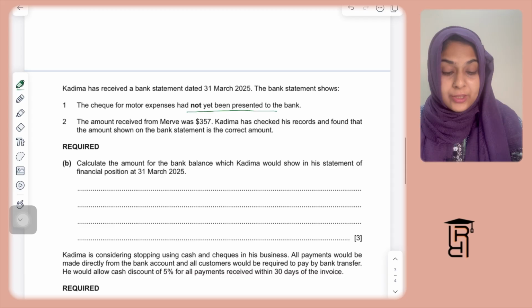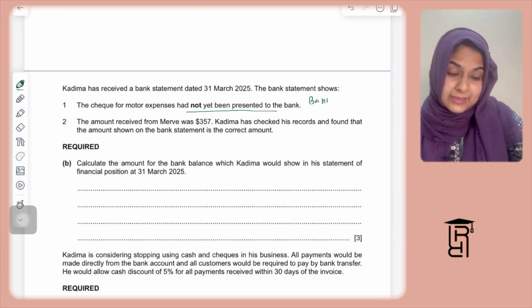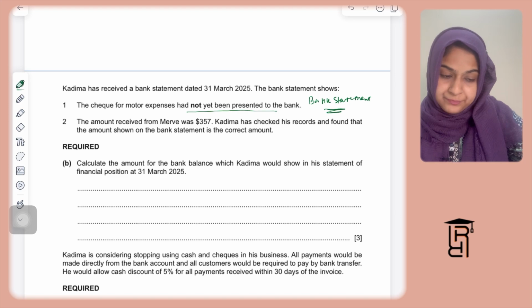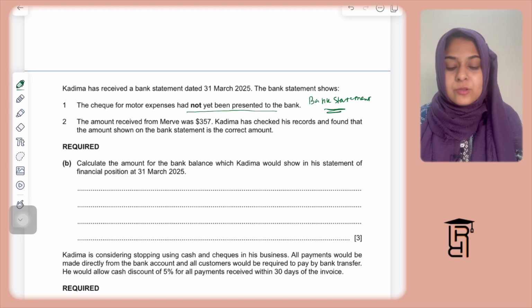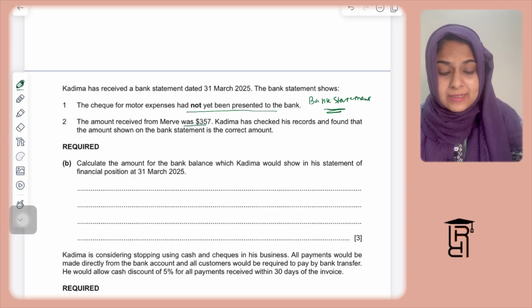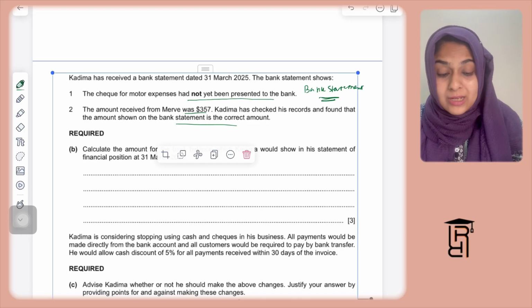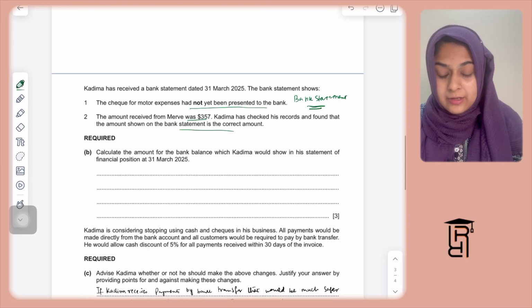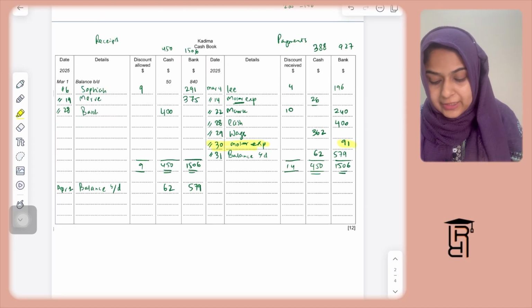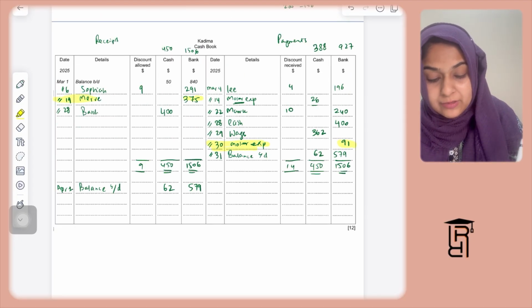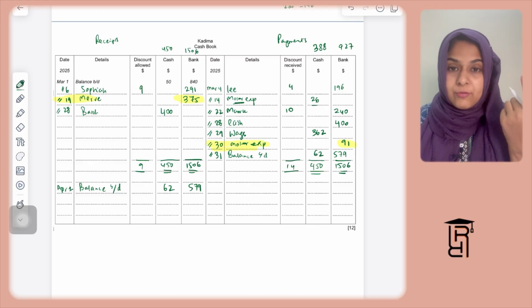So for this, you need to basically adjust the bank statement balance, because the bank did not record it, right? We have recorded it, and we don't know the bank statement balance, so we can't adjust the bank statement balance. Then they are saying the amount received from Merv was 357. Kadima has checked his record and found that the amount shown on the bank statement is the correct amount. So the amount that we have received from Merv, we have recorded 375, which means we have over recorded it.